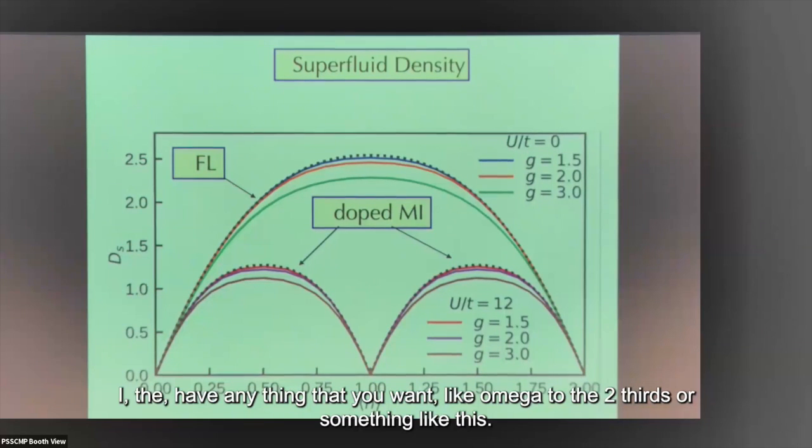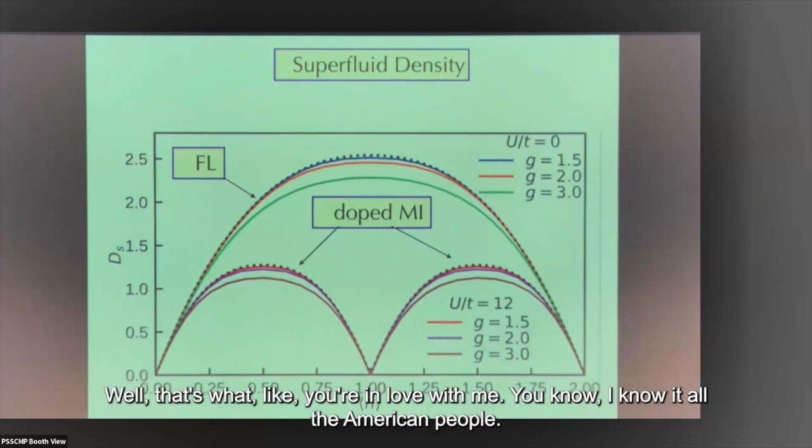Well, you can calculate the electron self energy. Yeah, we can do that. Yeah, but it doesn't have anything that you want, like omega to the 2/3 or something like this. Well, but you're in love with that, Eduardo.